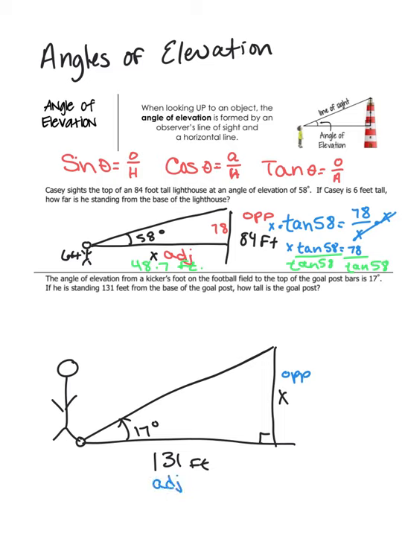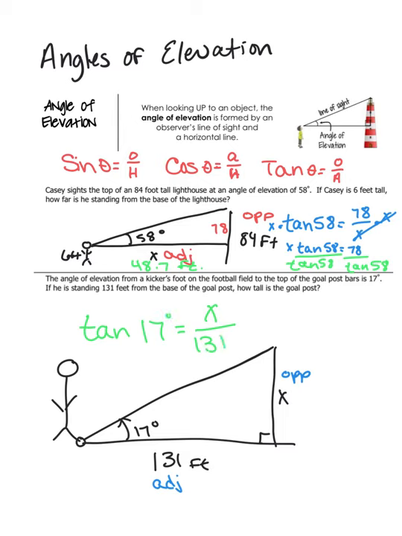What trig function deals with opposite and adjacent? Well, let's see. That would be tangent again. Tangent is opposite and adjacent. So the tangent of 17 is equal to the opposite over the adjacent.